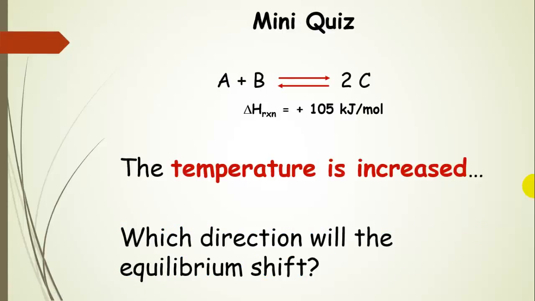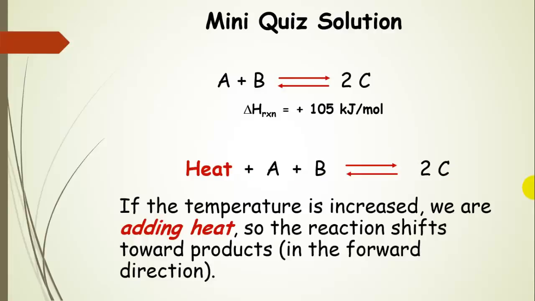All right, so here's another little mini quiz. So the temperature is increased on this reaction. Which direction is the equilibrium going to shift? Okay, so again, heat is a reactant because we have a positive delta H. So we're going to write heat in here as a reactant, and we're going to increase the temperature. So we're going to add heat. So we're adding reactant. So the reaction is going to shift in the forward direction toward products.